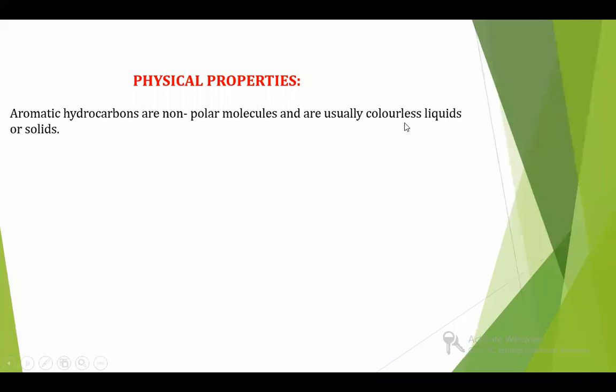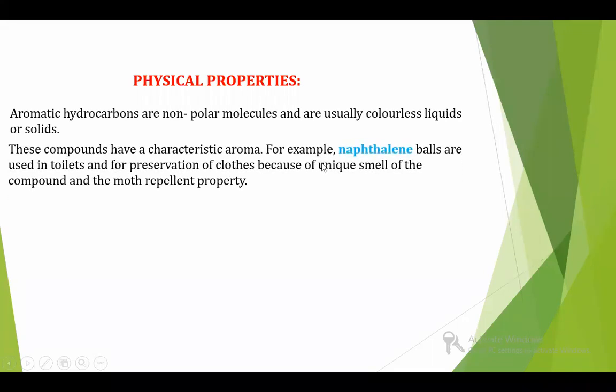The first physical property: these have a characteristic smell, a characteristic aroma. Example, naphthalene. We use naphthalene balls, especially in toilets or for preservation of clothes. We use small white and other differently colored naphthalene balls. They have a unique smell and are also used for their moth repellent property.